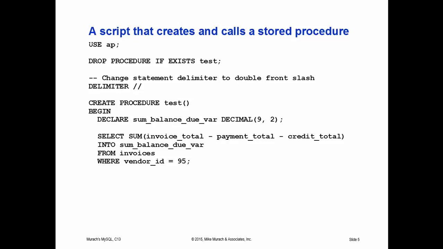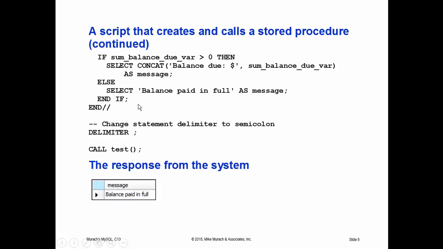So what do we have? Alright, we're telling it to use our accounts payable database. We're saying if the procedure test exists, drop it so we can restart. This is a comment. Alright, so the minus minus is a comment. And then notice we've got here delimiter slash slash. That is turning something on. That is turning it back off, just so you know.